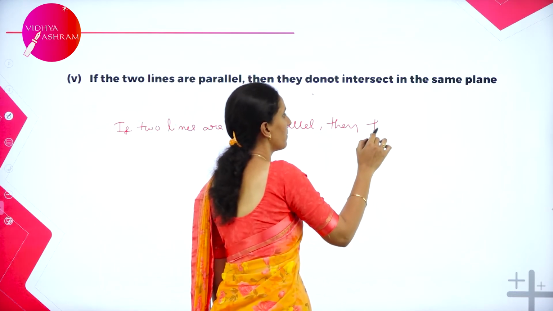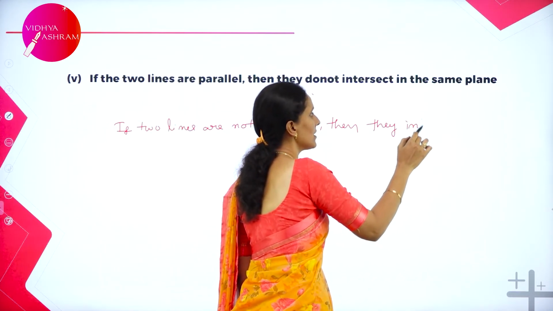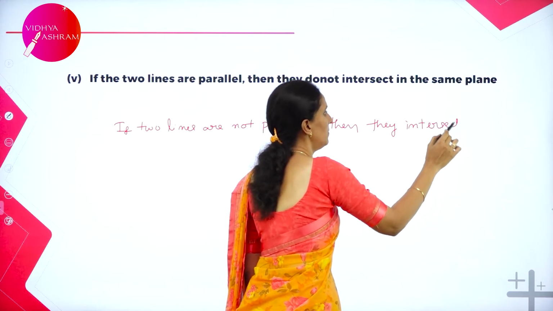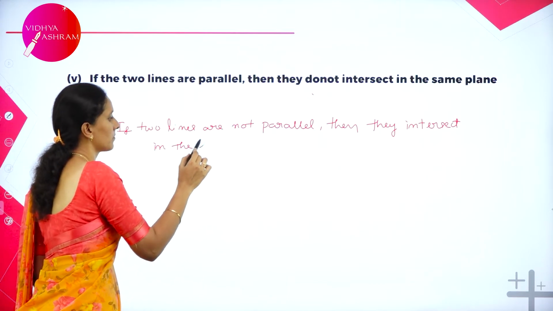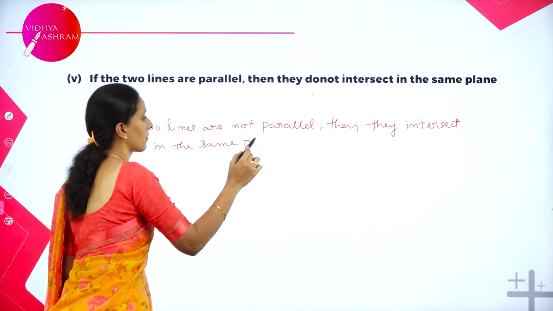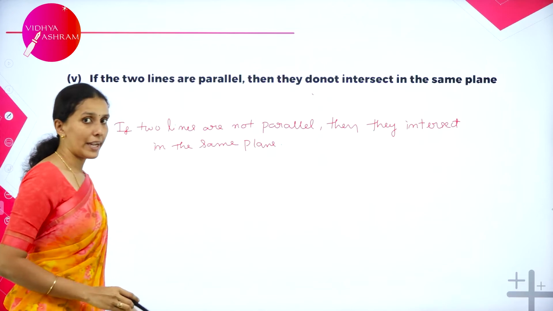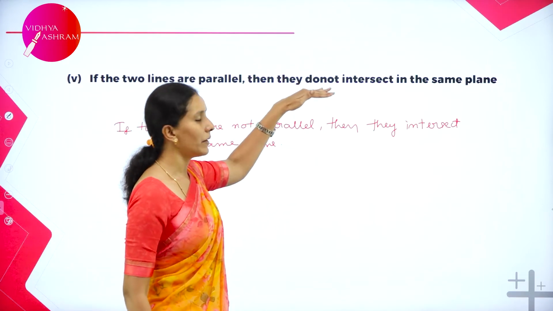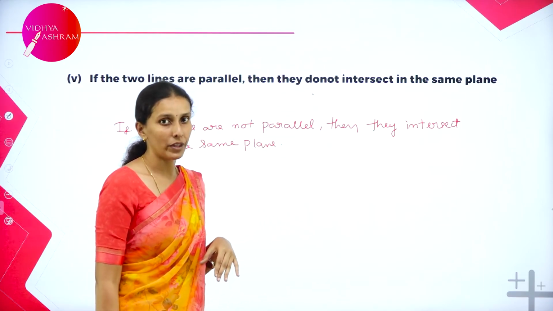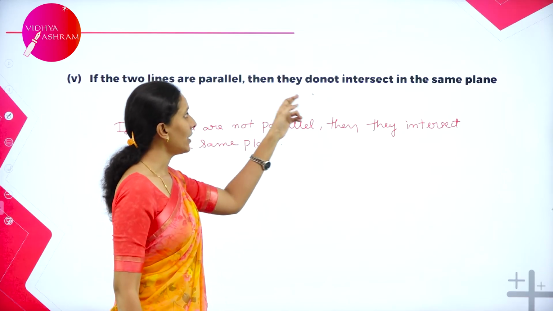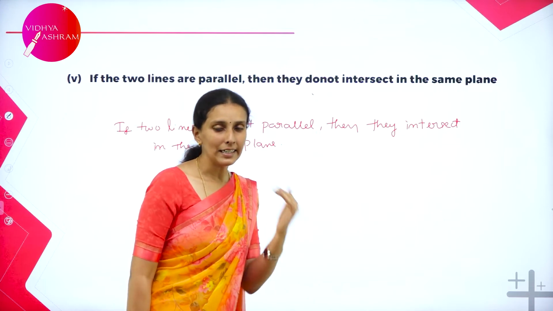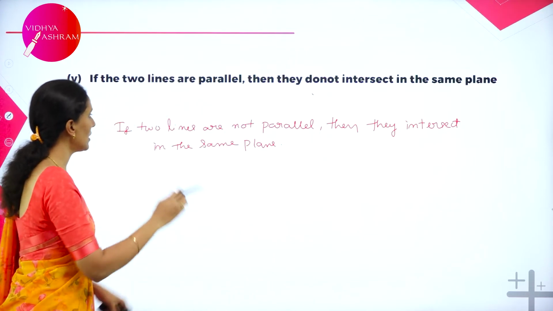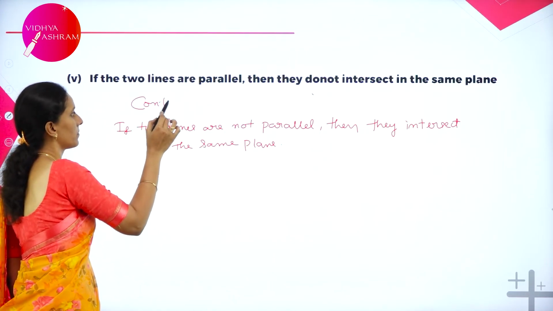So then they intersect in the same plane. Negation means if the statement is given with not, we have to write without not. They have given they do not intersect in the same planes. We have to write they intersect in the same plane. So this is the contrapositive.